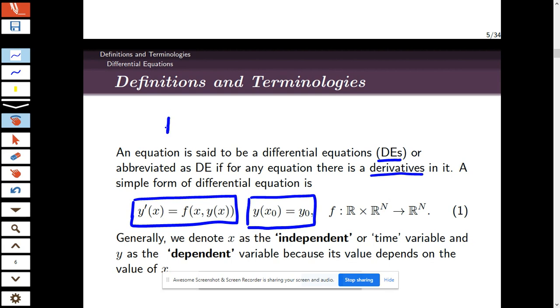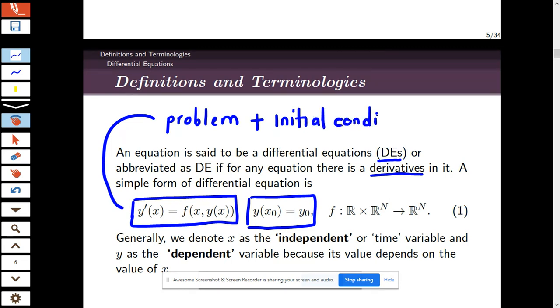When you have the problem plus the initial condition, what do you have? Initial value problem. Yes, thank you. Problem plus initial condition, you have an initial value problem. Good.